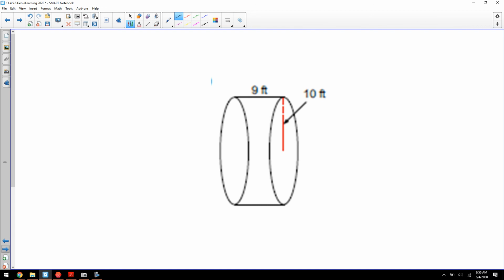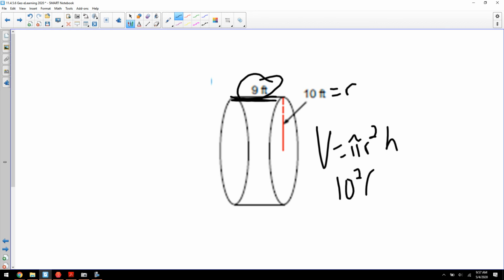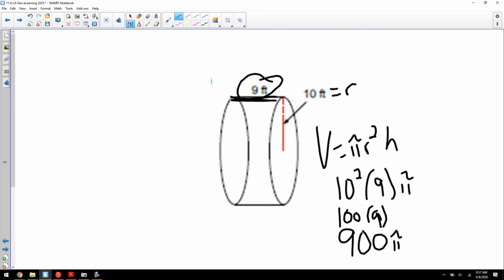Here we have the cylinder again. This is showing us that we have a radius of 10 feet. And the 9 represents how far apart they are. So 10 is our radius. So again, volume, pi r squared, times how far apart they are. So 10 squared times 9 times pi. Well, 10 squared is 100. 100 times 9 gives you, oops, that was a very bad 9, gives you 900. So your answer would be 900 pi, and in this case, cubic feet. Okay? And that's where this comes from.